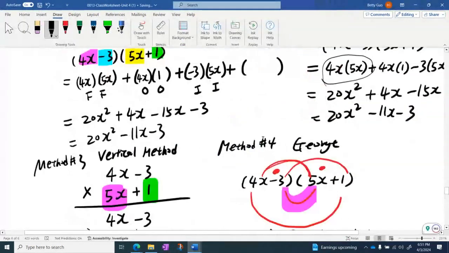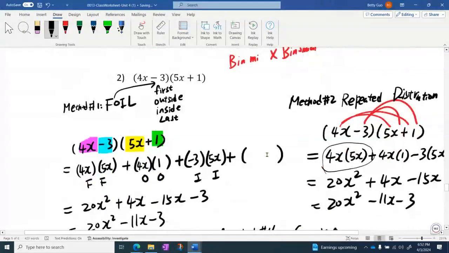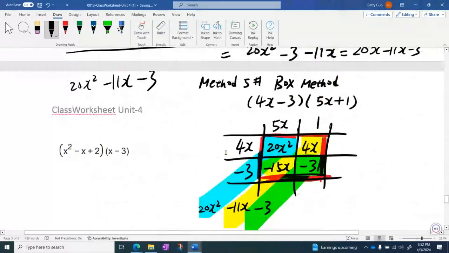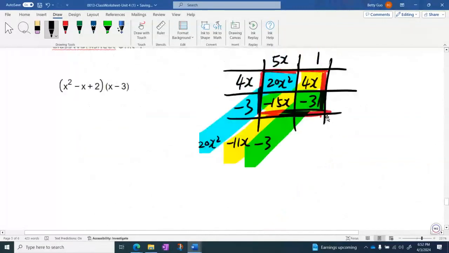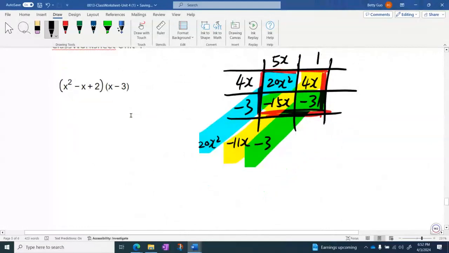Okay, so that's the binomial times binomial. I remember I have 6 methods, but now I only remember 5. I'm going to only use the box method in the future, okay? And the box method also applies to other types of multiplication of polynomials. For example, this question.